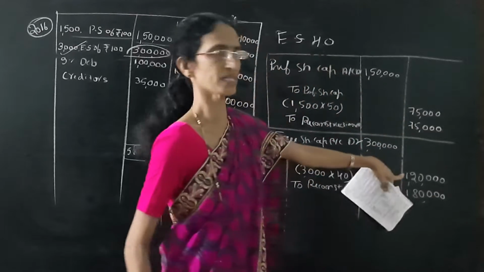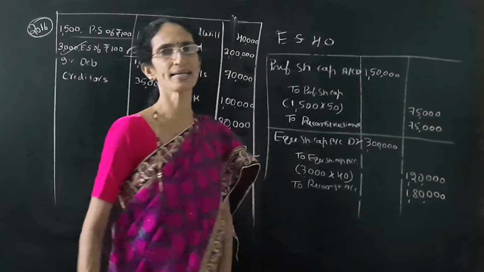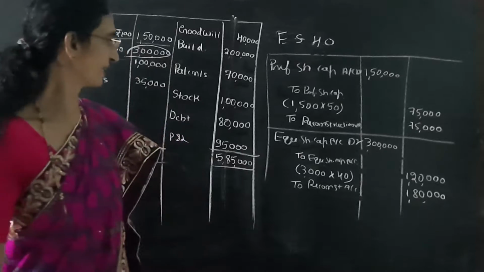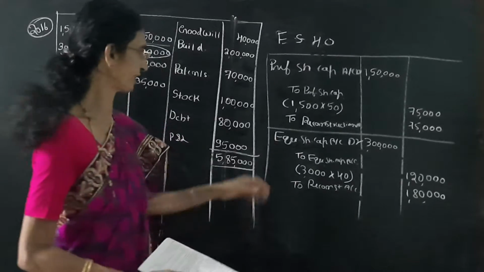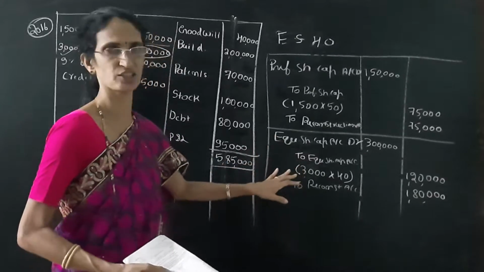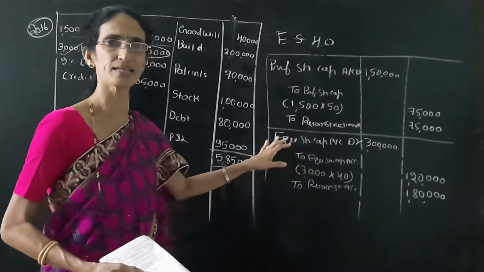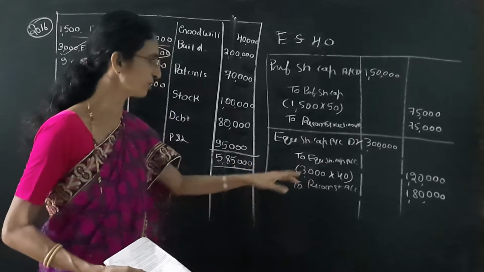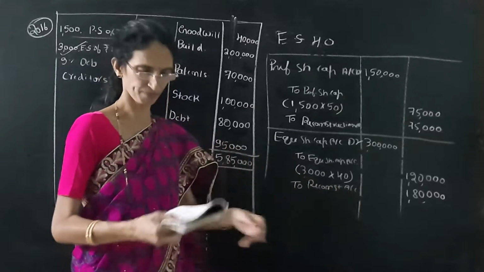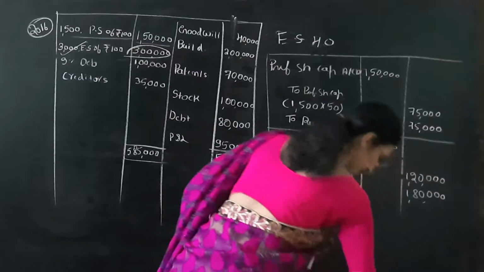So 3 lakh minus 1,20,000, 1,80,000 should be transferred to reconstruction account. So being the equity share capital reduction to rupees 40 each. Next, you can see the next journal entry.